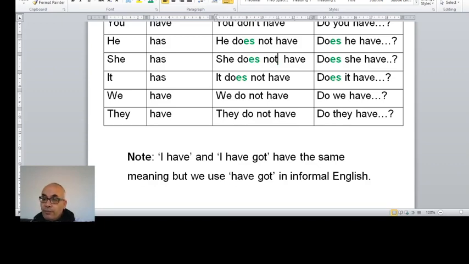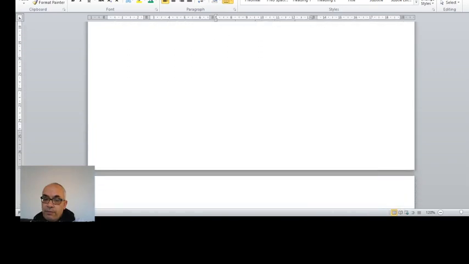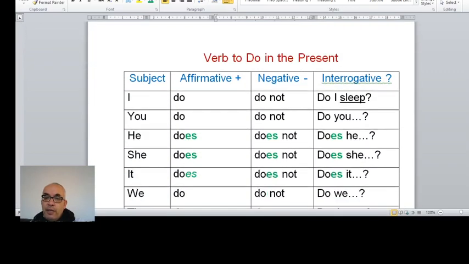Informal English. Let's move on. Now, verb to do in the present.